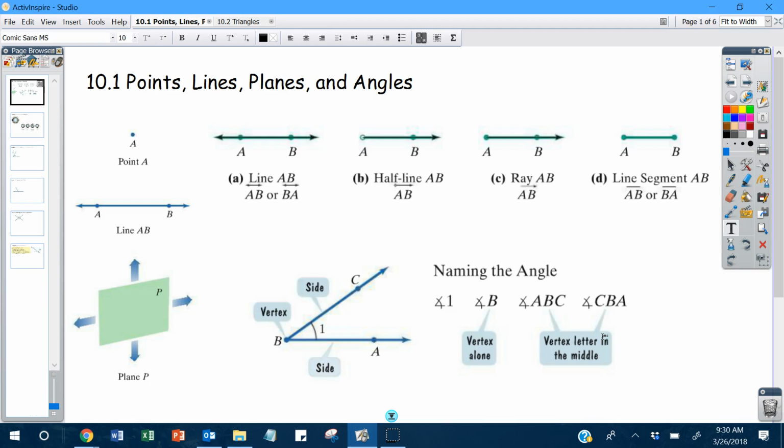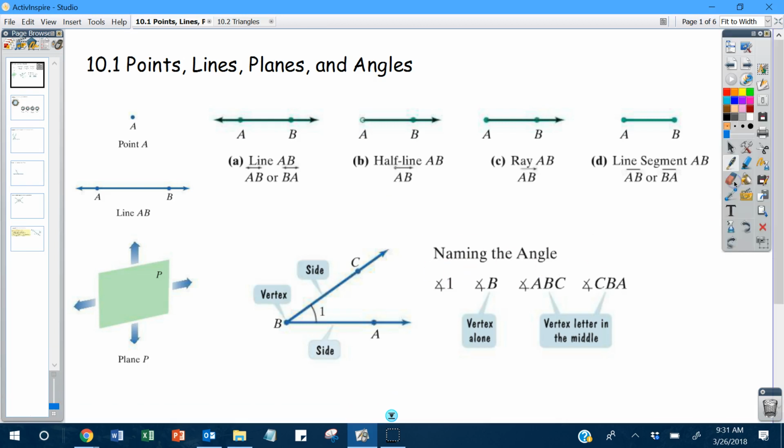So this section's got a lot of different definitions and things, most of which you should have seen at some point. And it kind of throws all those definitions on the front end. So I'm just going to talk about a few things really briefly, and then we're going to do some problems. This section's about points, lines, planes, and angles.